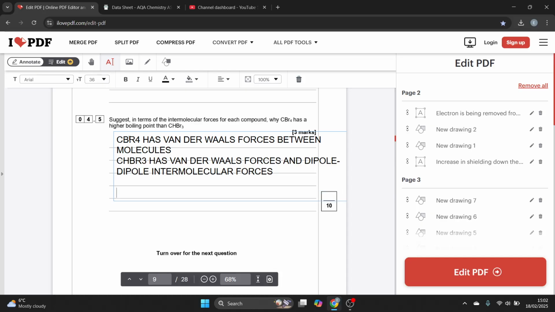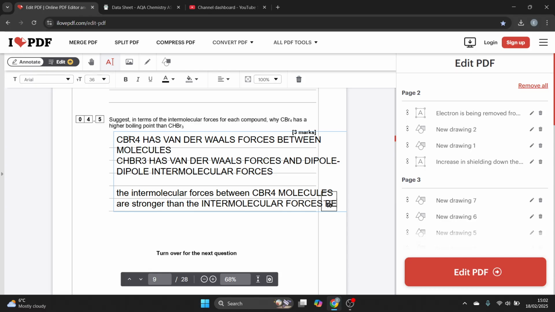So then I would say for the final mark is that I'll just say the intermolecular forces between CBr4 molecules, because it tells me CBr4 has a high boiling point, so therefore the intermolecular forces between CBr4 molecules are stronger than the intermolecular forces between CHBr3.